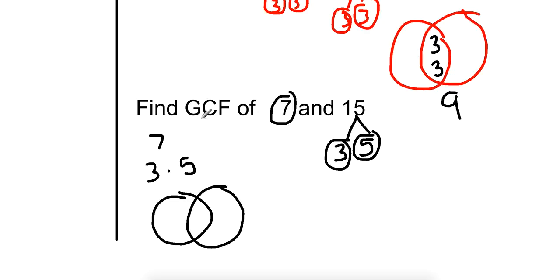What do they have in common? They don't have anything in common. But every number has one thing in common. They always have one factor in common, and that's the factor of 1. So the greatest common factor of 7 and 15 is just 1. They don't have anything else in common.